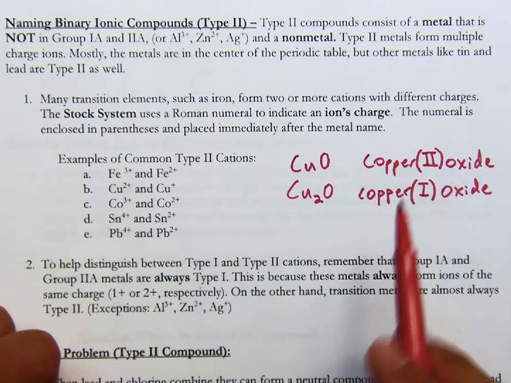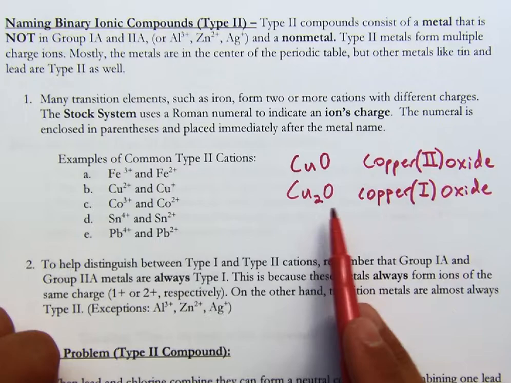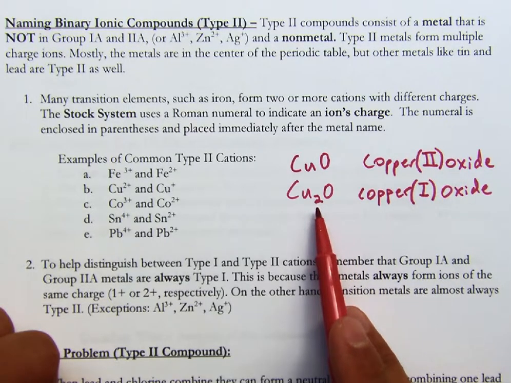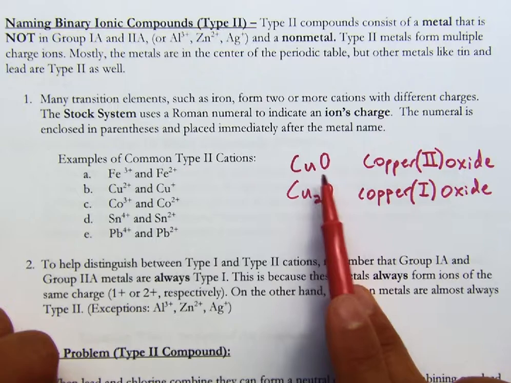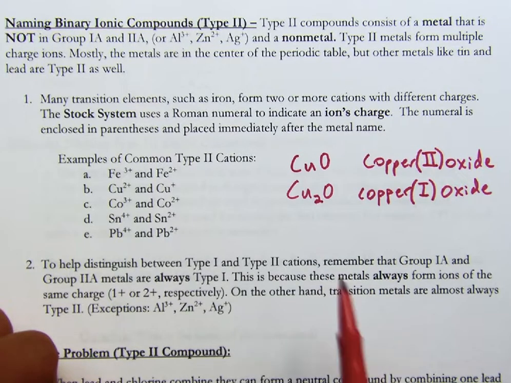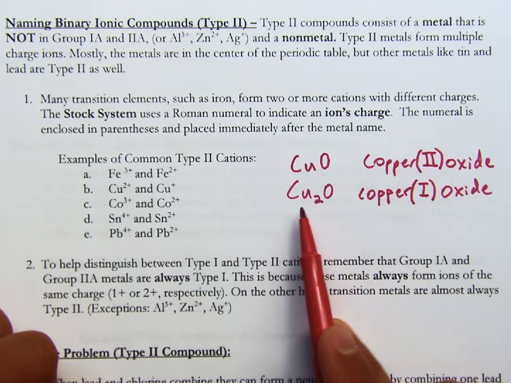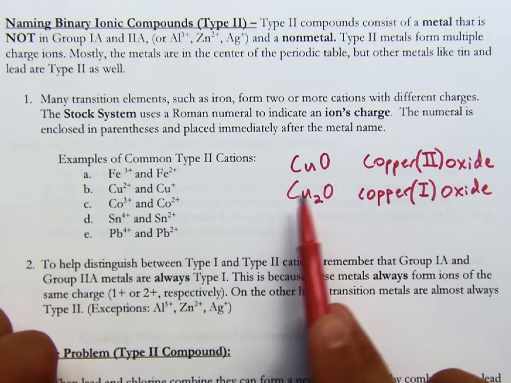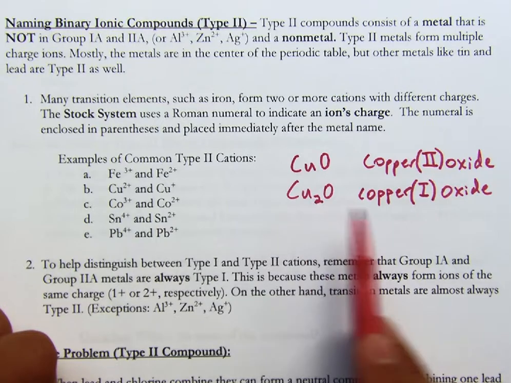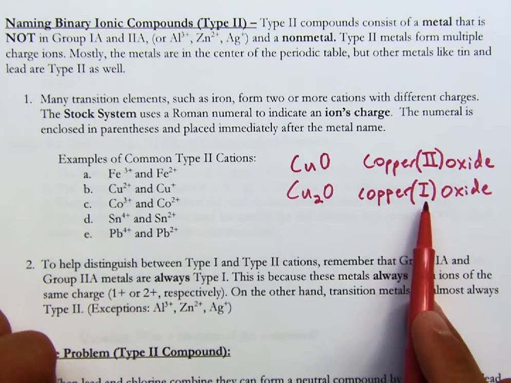Notice, the Roman numeral is not how many coppers you have, right? You might think, well, hold on, how come this one's copper 2 and this one has 2 coppers? And this one's copper 1, but that one has 1 copper. It's not about how many coppers you have. It's the charge of the metal. That's what the Roman numeral means. Okay? So because type 2 metals can form multiple charges, you have to specify the charge using a Roman numeral.